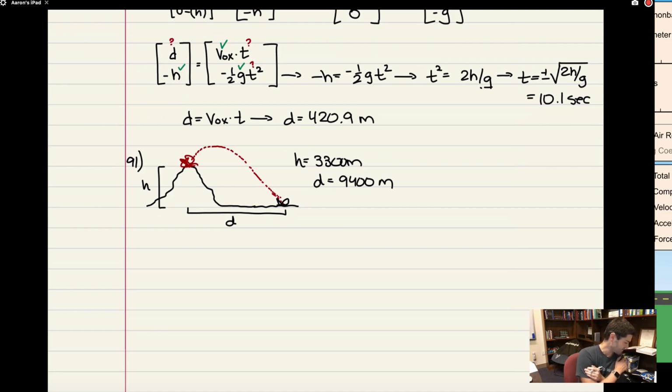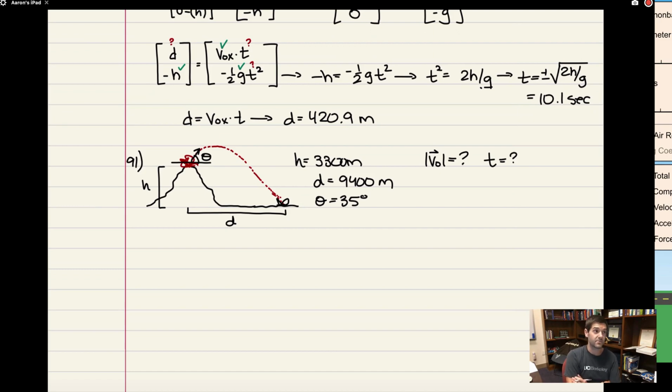We are also told, what is the initial speed? It wants to know the initial speed if it was ejected at an angle of 35 degrees. So it's ejected at some angle, theta, where theta is 35 degrees. Ignore air resistance. Also, what is the time of flight? So we want to know the initial speed. We also want to know the total time of flight.